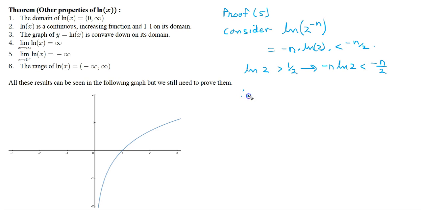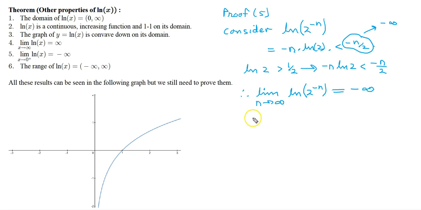And so therefore, if we consider the limit as n goes to infinity of the natural log of 2 to the negative n, well, this quantity is less than negative n over 2, and as n goes to infinity, this quantity is approaching negative infinity. So this value is less than negative n over 2, and this is going to negative infinity, so therefore this limit must be negative infinity.